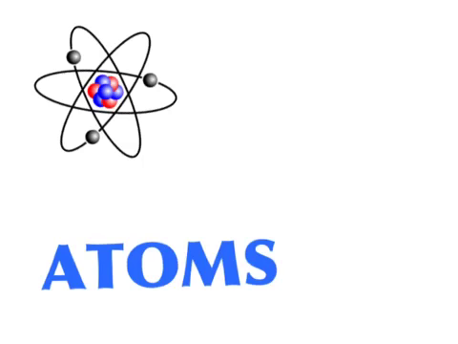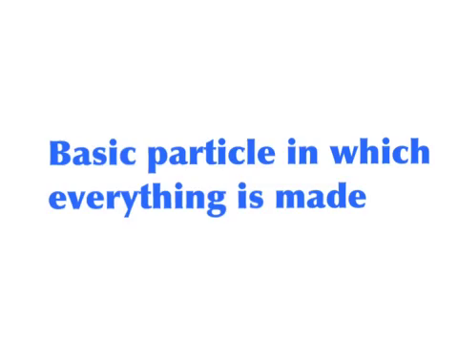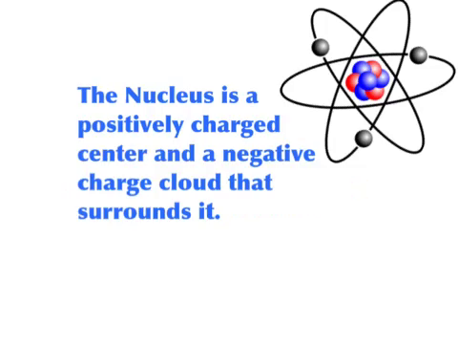Atoms are the basic particle in which everything is made. Just make sure you write the word particle. So again, here's our picture, and this is our nucleus. So our nucleus is a positively charged center and a negatively charged cloud that surrounds it. The little black balls over here are the negatively charged particles that surround it.